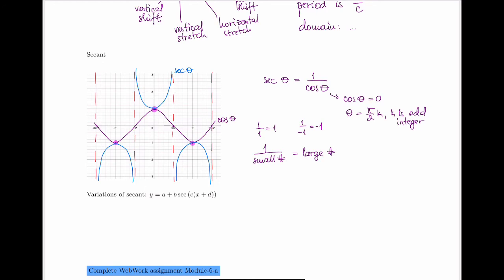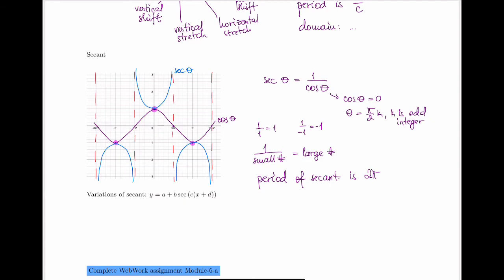Okay, as we notice, the graph repeats itself every pi, right? So this is not the case as with tangent. This graph does not repeat itself every pi. It repeats itself every 2 pi. So I will see this branch again over here as the cosine moves up. So the period of secant is 2 pi.